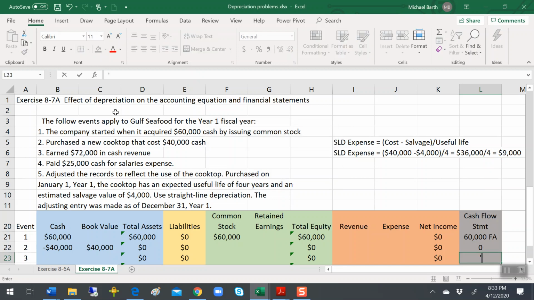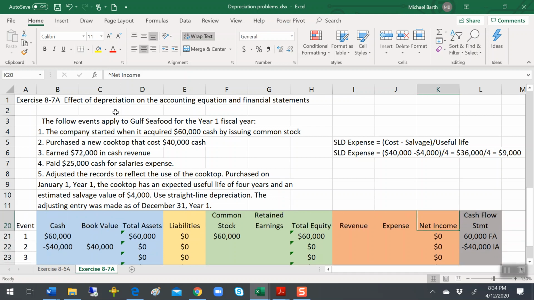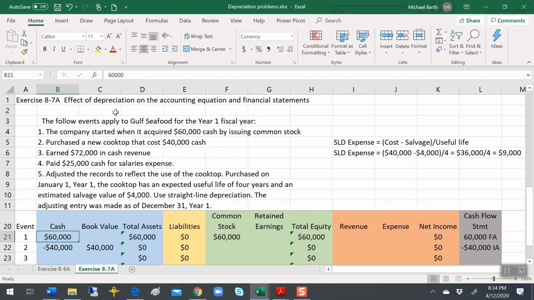All right, Excel. That's negative 40,000. That was an investing activity. Okay, and again, anytime we have something happen in the checking account or the cash account, it's going to flow through the cash flow statement. If nothing happens, then no harm, no foul.